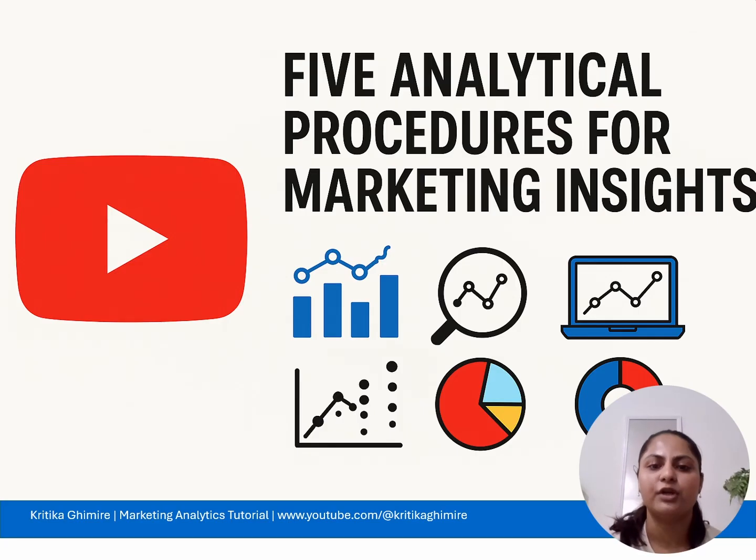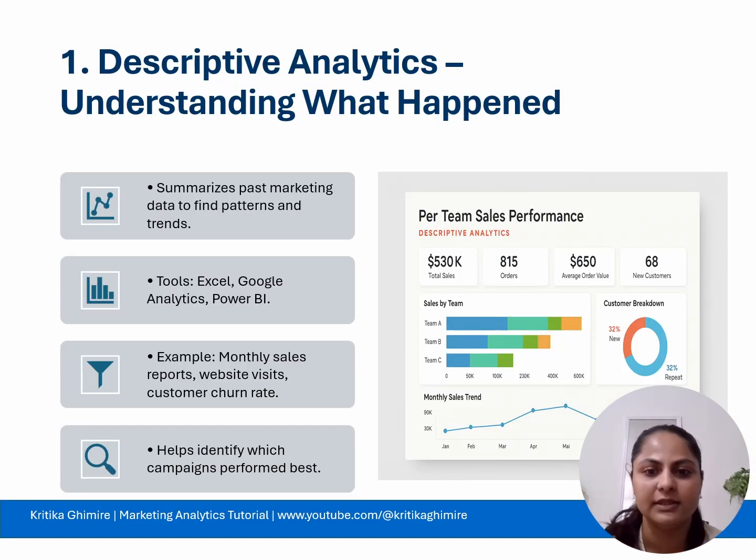So the first technique is called descriptive analytics. It's already written in the title: understanding what happened. Descriptive analytics is the foundation of every marketing decision. It answers one simple question: what happened? Marketers use it to look at past data, for example, sales numbers, social media reach, and website visits to find patterns and understand trends.